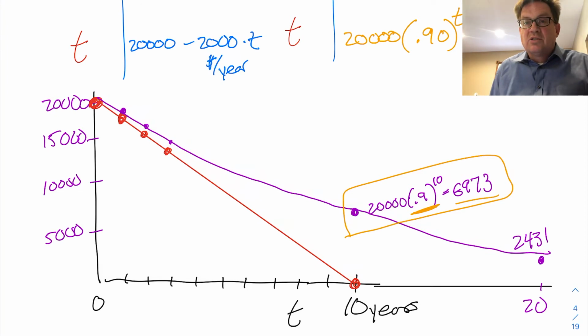Even after 20 years, it's still $2,000. And even after a long time, when it's worth $1, the next year it's worth 90 cents. Then the next year it's worth 81 cents. So that kind of goes, and it never reaches 0. That's one of the things with exponential functions.